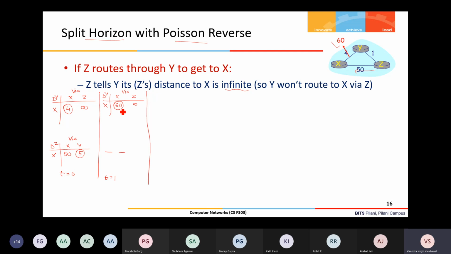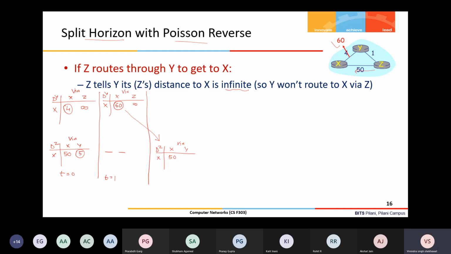Because the least cost to X at Y changed from 4 to 60, Y will advertise this to Z. After receiving this advertisement, how will Z's table change? Z's table will change like this. Its direct cost to X is 50.